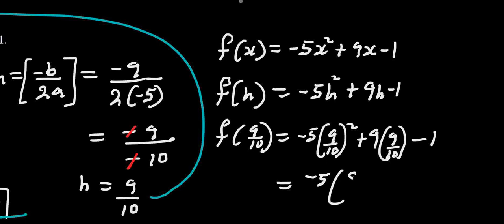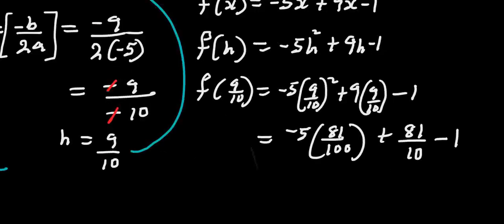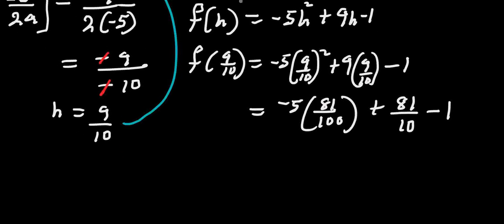9 squared is 81, and 10 squared is 100, plus 9 times 9 is 81 over 10, minus 1. So now we can divide negative 5 by 5, and that is going to give us negative 1. So this will become negative 1.